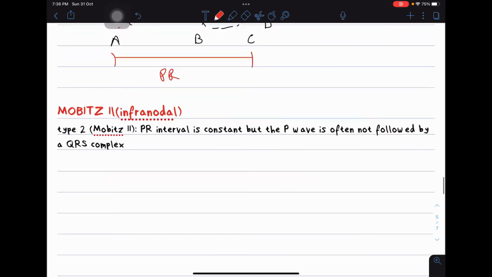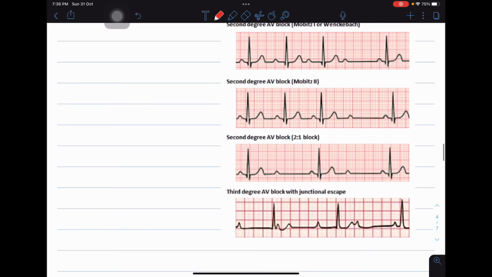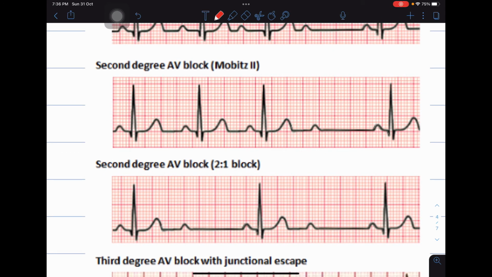So if we see the ECG, this is the ECG. If we measure the PR interval like this, from here to here, this and this, it's the same. If we check this and this, it's the same. But we see after the P there is a QRS complex here, there's a QRS complex over here, and there is also a QRS complex here. But after this P, there is a missed beat. There is no QRS complex.